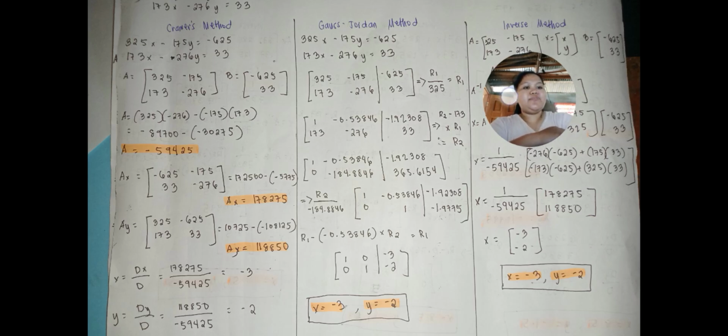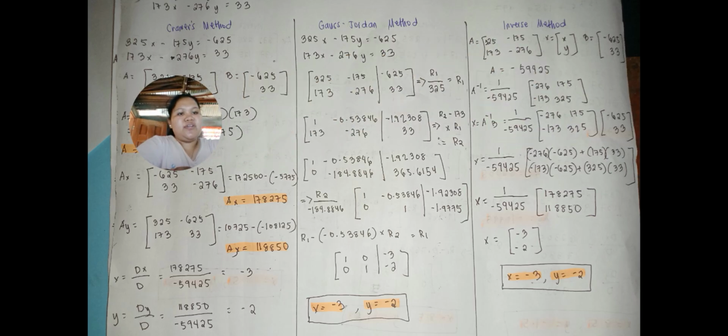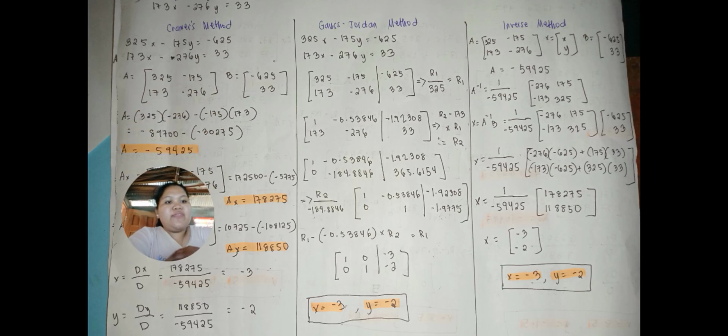Now let us proceed with the inverse method. As with the determinant given in Cramer's rule, we have 59,425. We are going to invert A and multiply it with the given B. After that, we multiply again with our determinant. From that step-by-step formula, we have reached x equals negative 3 and y equals negative 2.